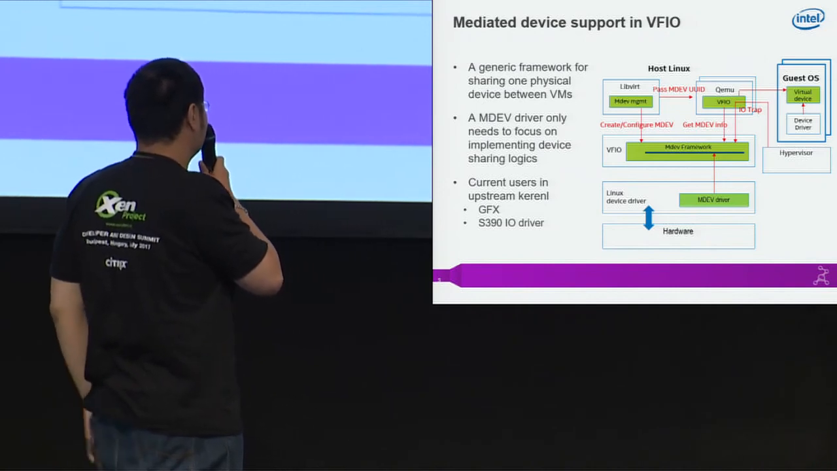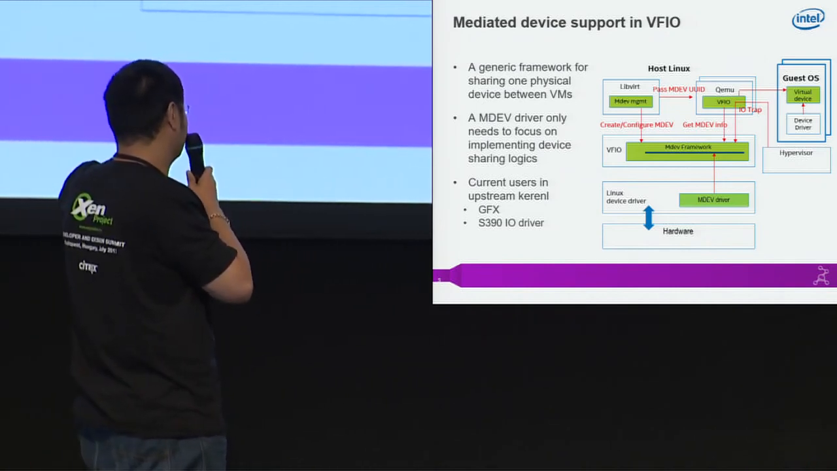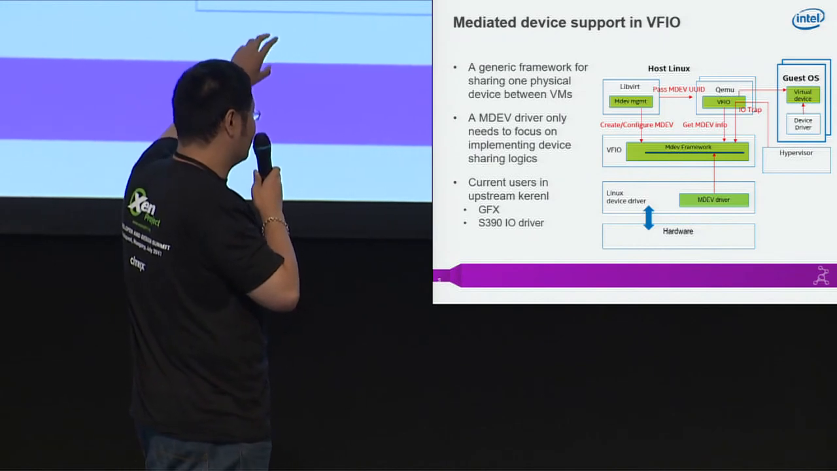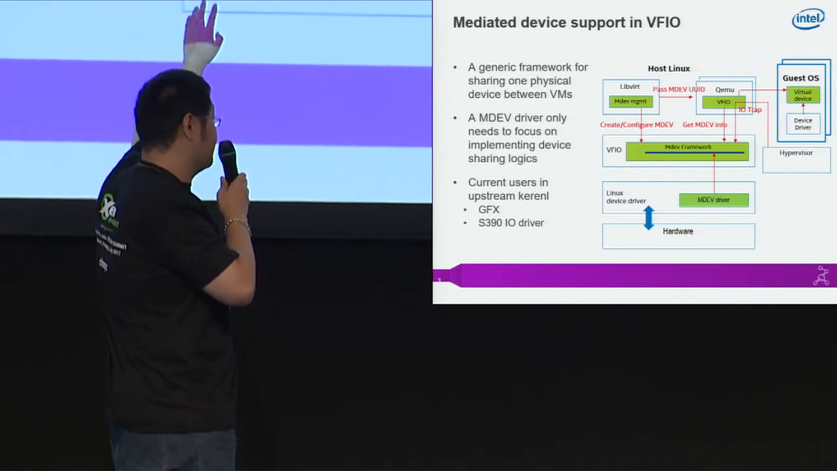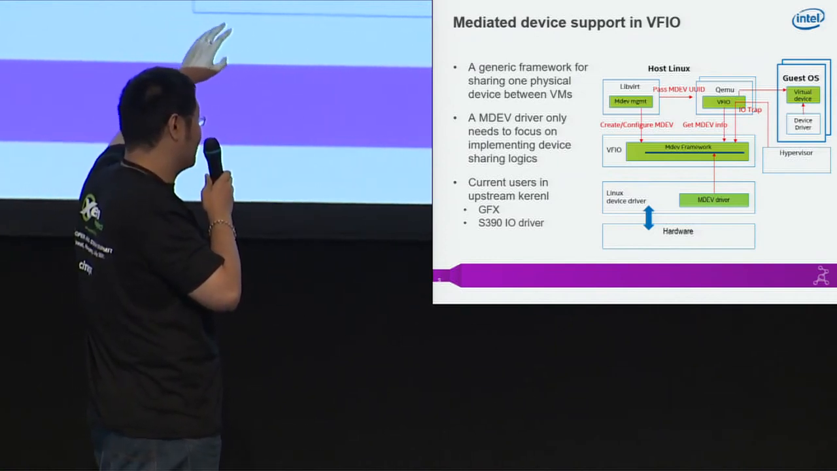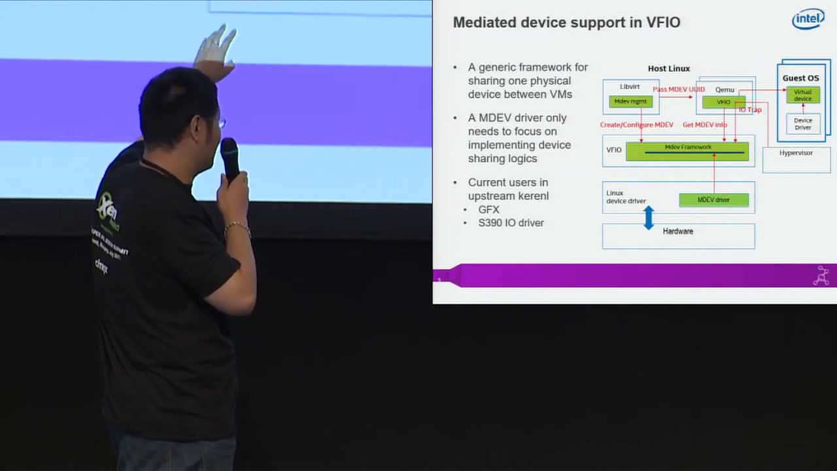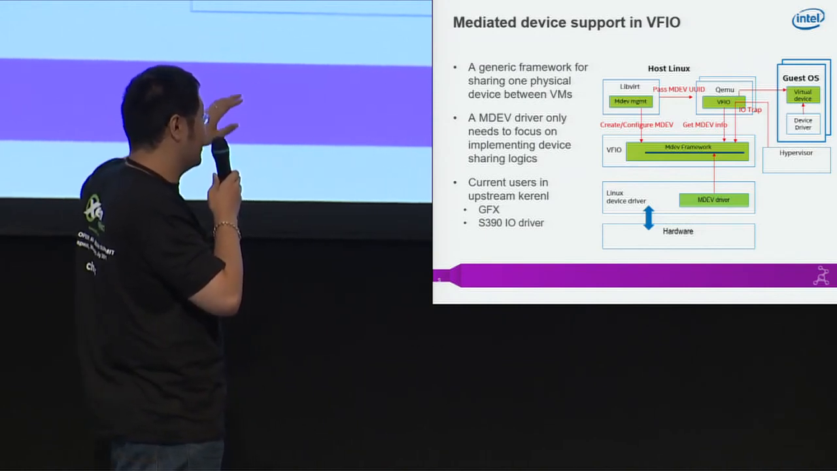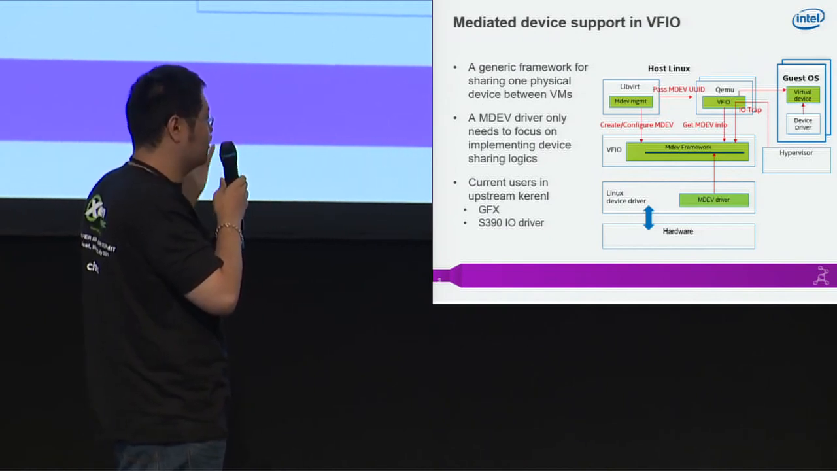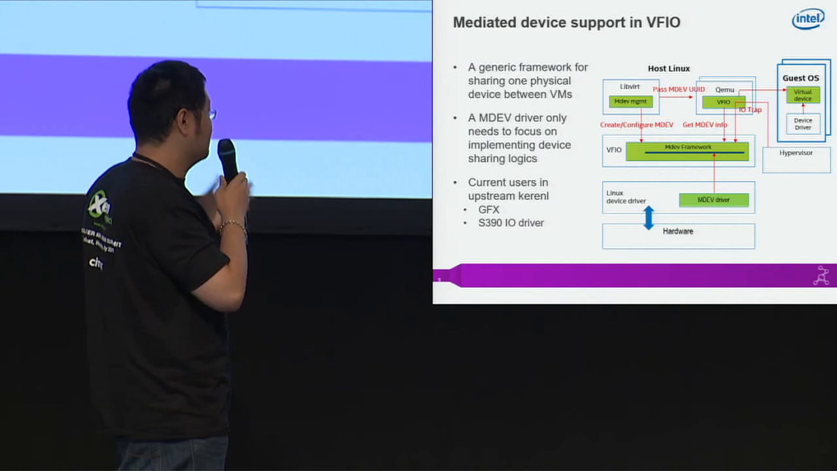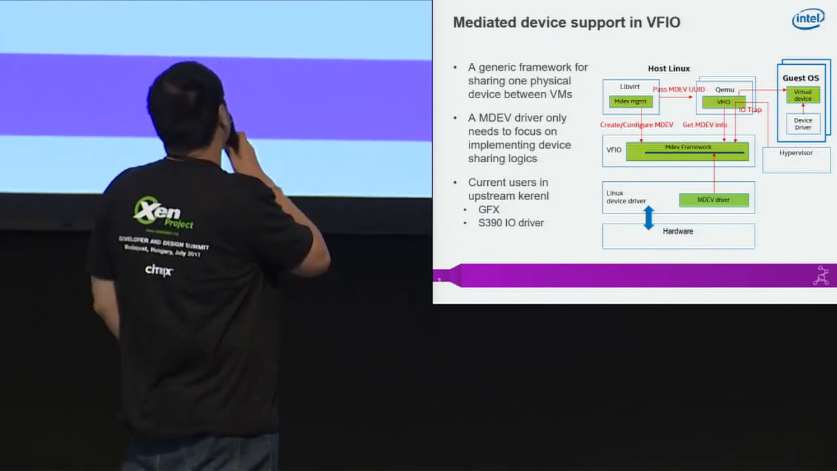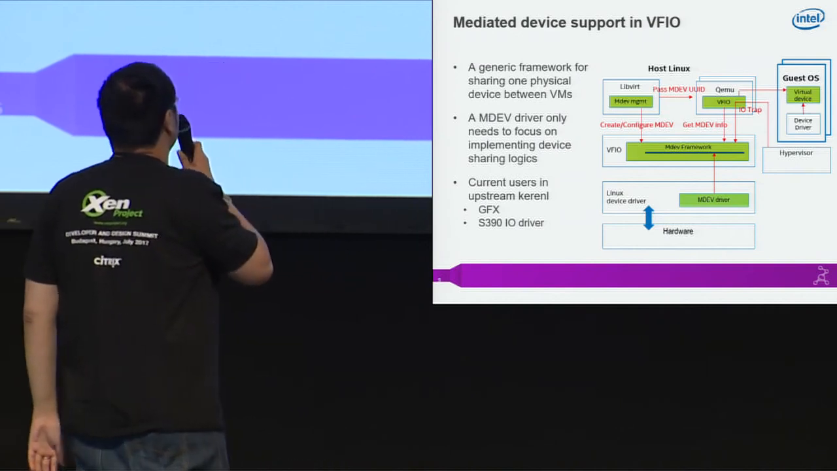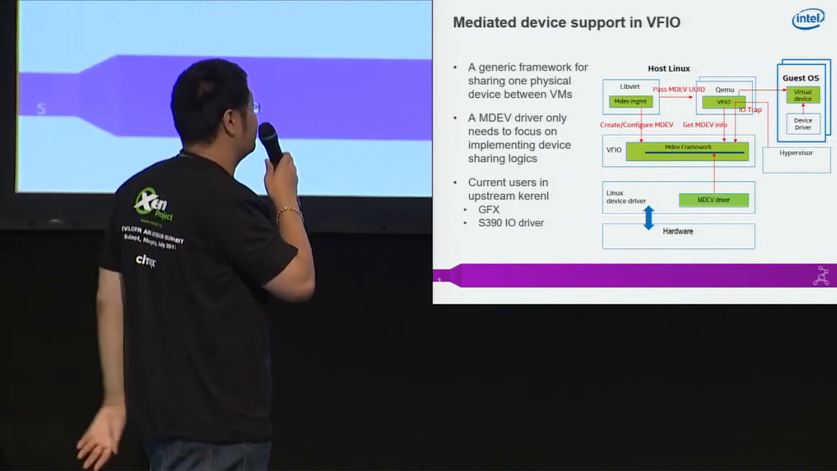So the MDEV driver is just a part of the device, maybe an ordinary Linux driver. It will attach to the ordinary Linux device driver, so that in the sysfs node of the device driver, it will have an MDEV supported types folder. In that types folder, you can see what kinds of MDEV you can create. When you create one, you can start to configure it, and then you pass that UUID to QEMU, and then you can use it. So mostly it's a very generic framework for sharing one physical device between VMs.